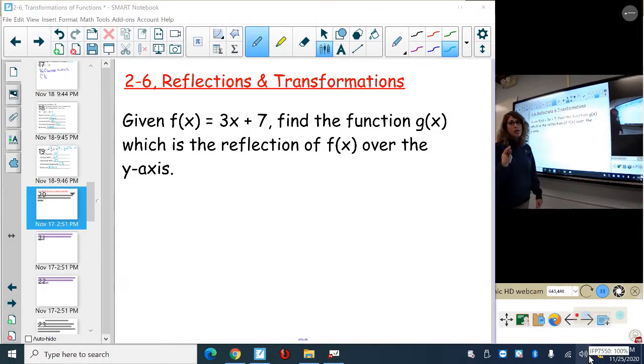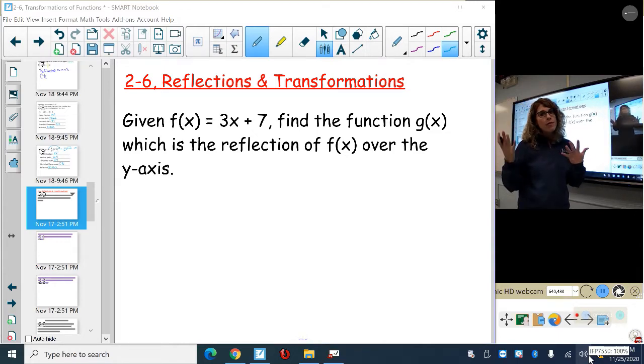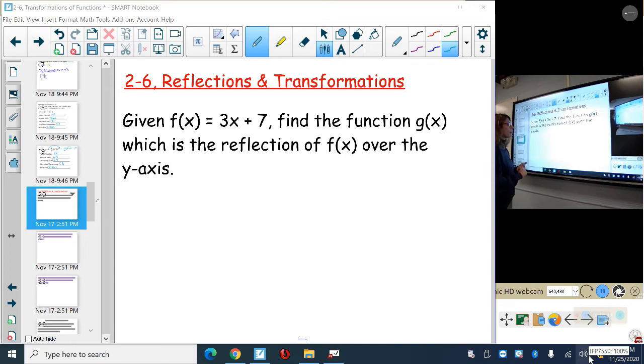Okay, reflections and transformations. Now we're going to continue with section 2.6. I split this up into 2 days because it can get a little bit confusing if I do not. So we just learned about up, down, left, right, stretch, compress, reflect. Now we are going to go ahead and do reflections.